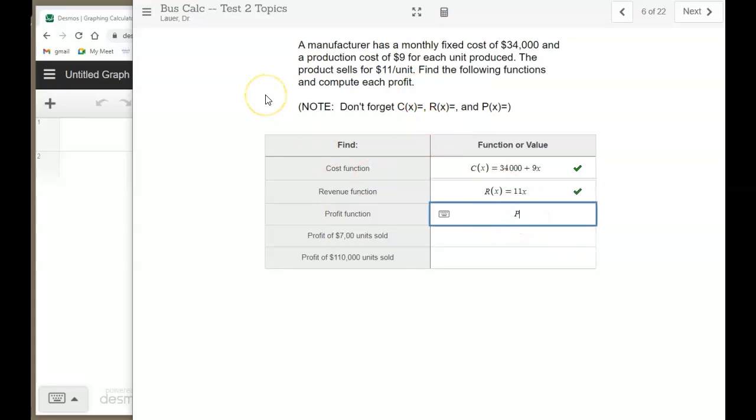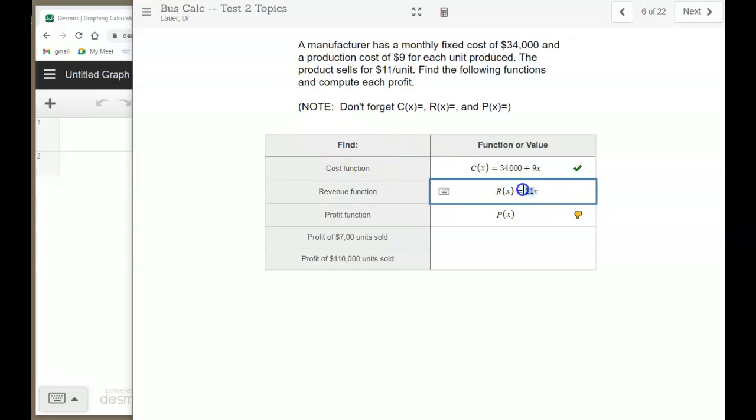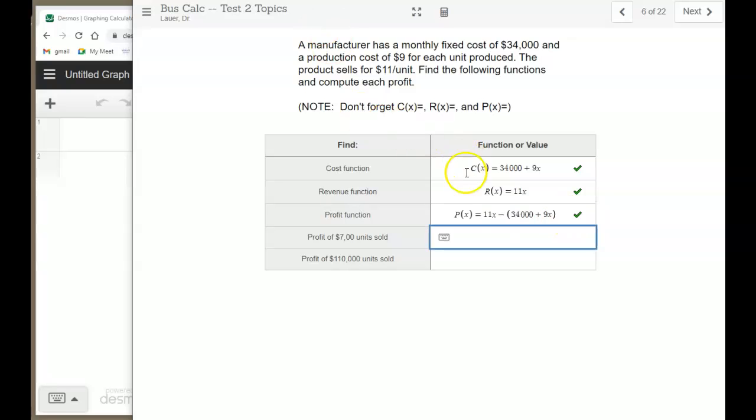My profit function, I can actually take this revenue, copy and paste it, Control V, minus, put parentheses, I need the cost function, and sometimes typing it would be just faster, but I wanted to show you that you actually can do Control C, Control V, and you end up with your profit function.